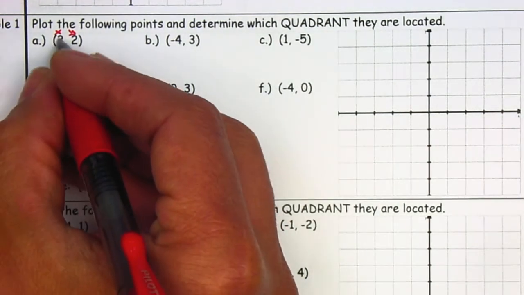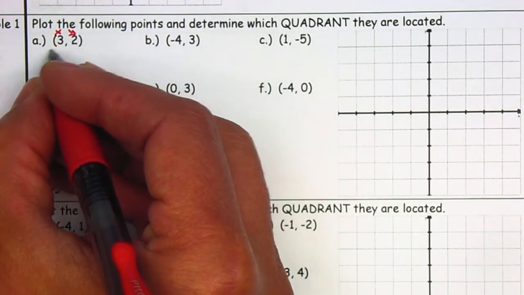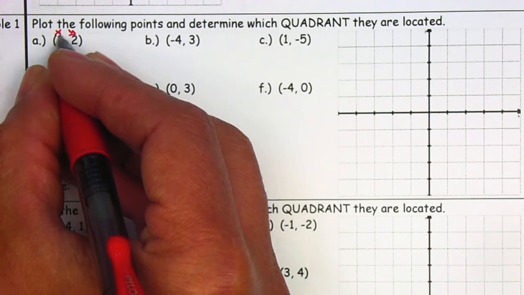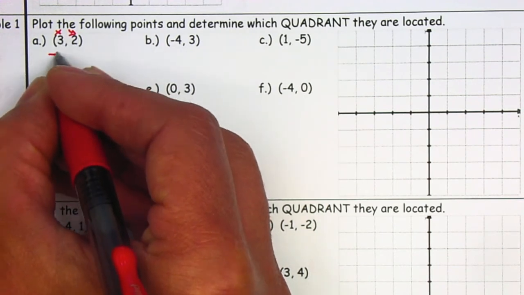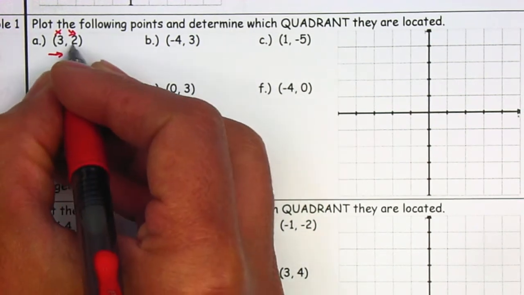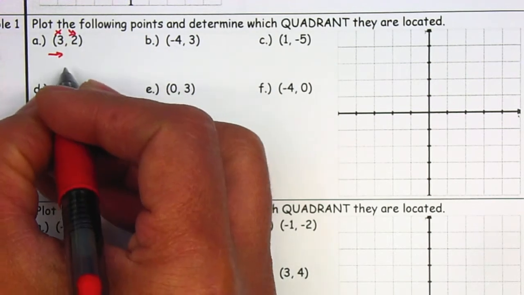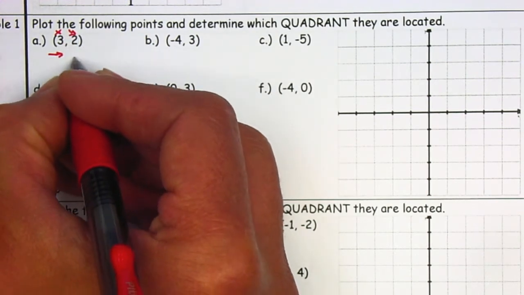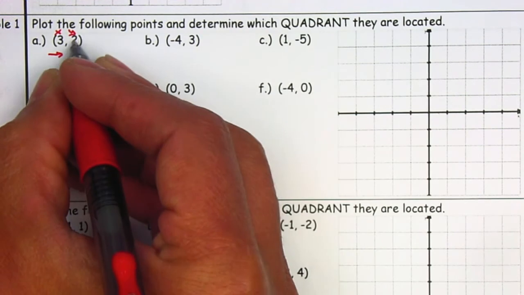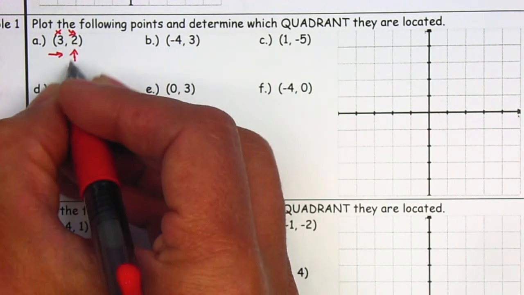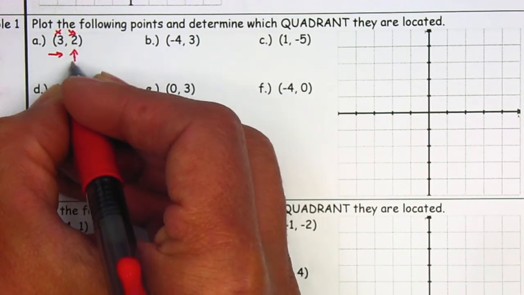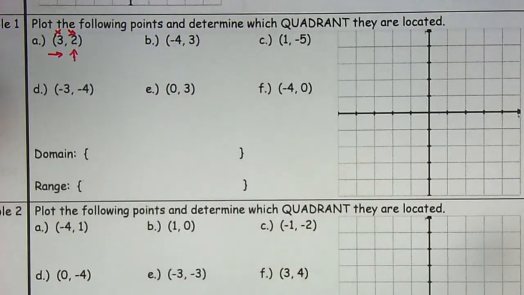Then that 3 corresponds to the X. So that means we're going to move to the right or to the left. Because it's positive, we're going to move to the right. The 2 corresponds to the Y value, and because it's positive, we'll be moving up. The Y value will move up or down. If it's positive, we'll be moving up. If it's negative, we'll be moving down.